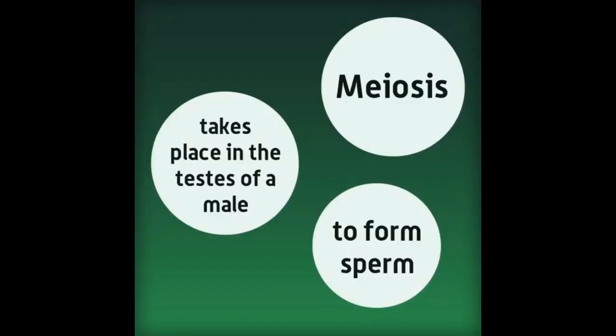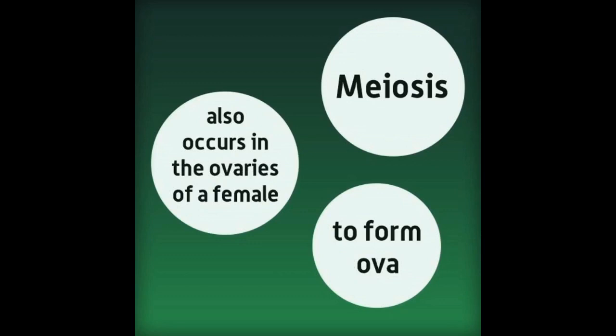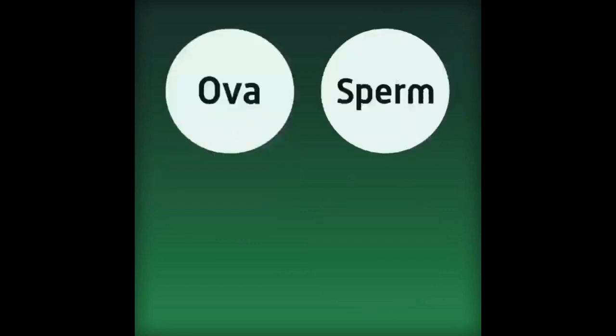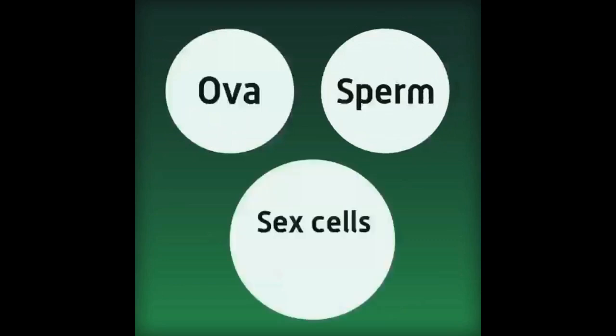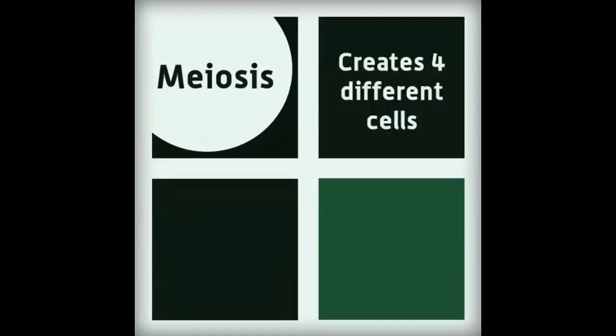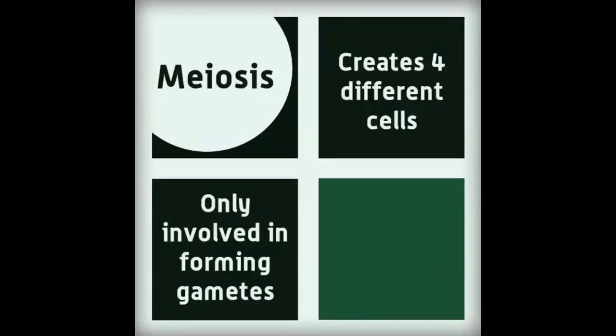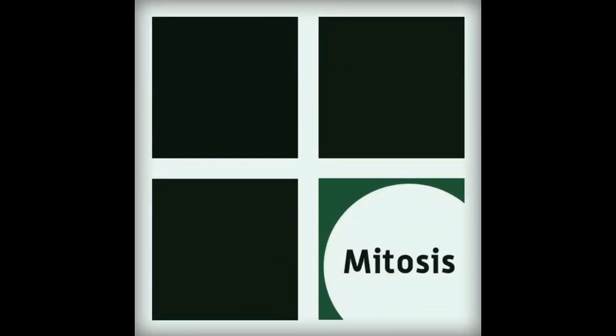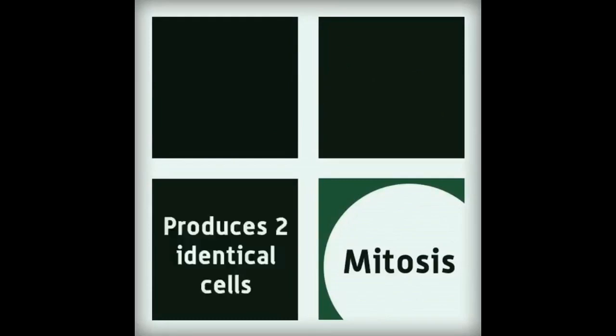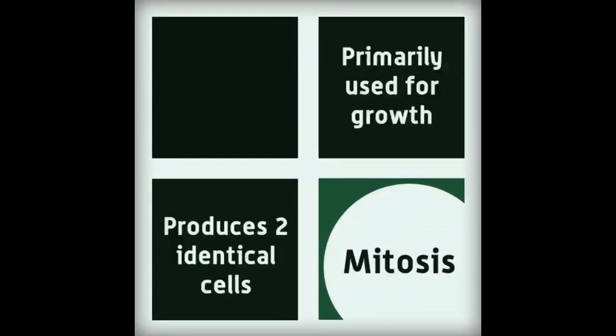Meiosis takes place in the testes of a male to form sperm. It also occurs in the ovaries of a female to form ova. These ova and sperms are collectively called sex cells or gametes. Meiosis gives rise to 4 different cells and is only involved in forming gametes, so that varied offspring result. Mitosis, on the other hand, produces 2 identical cells and is primarily used for growth.